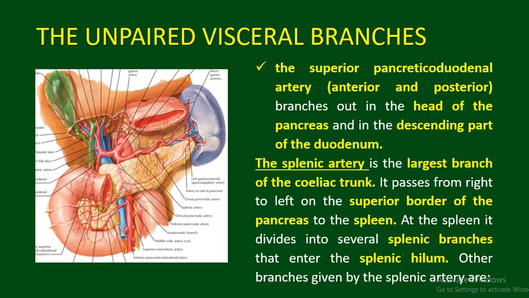Here we have the unpaired visceral branches. The superior pancreaticoduodenal artery, that is the anterior and posterior branches, supplies the head of the pancreas and the descending part of the duodenum. The splenic artery is the largest branch of the celiac trunk.